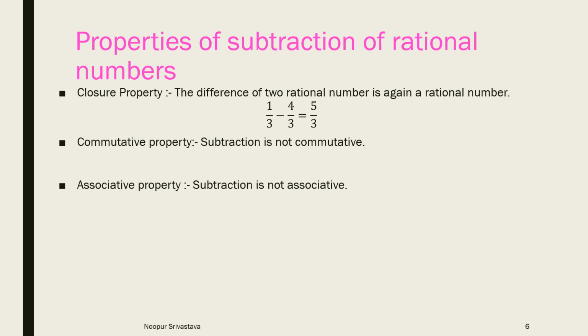Associative property. Subtraction is not associative also. So here we can understand that the only property of subtraction which is followed is the closure property. Subtraction is not commutative, subtraction is not associative.